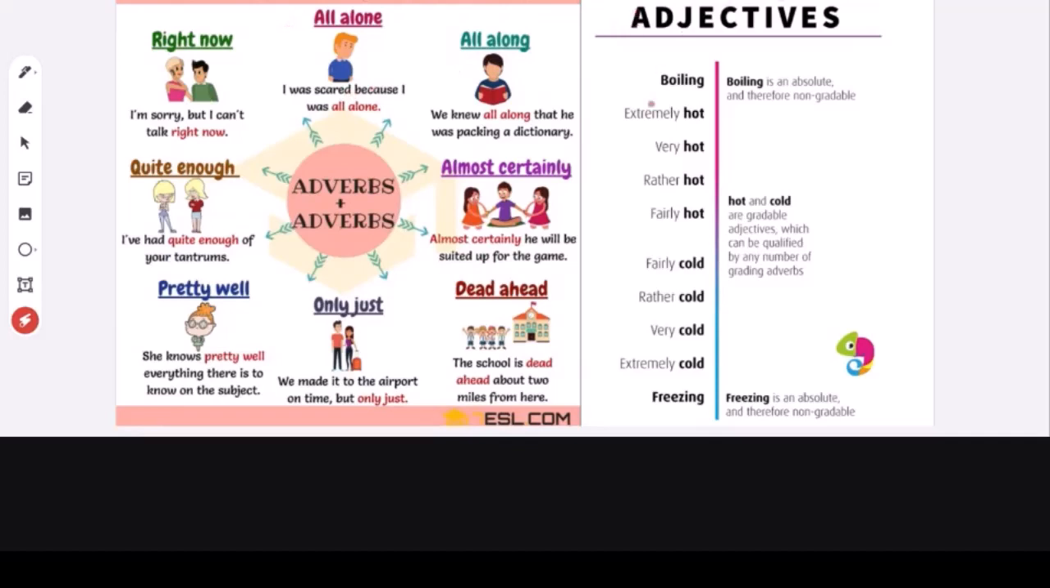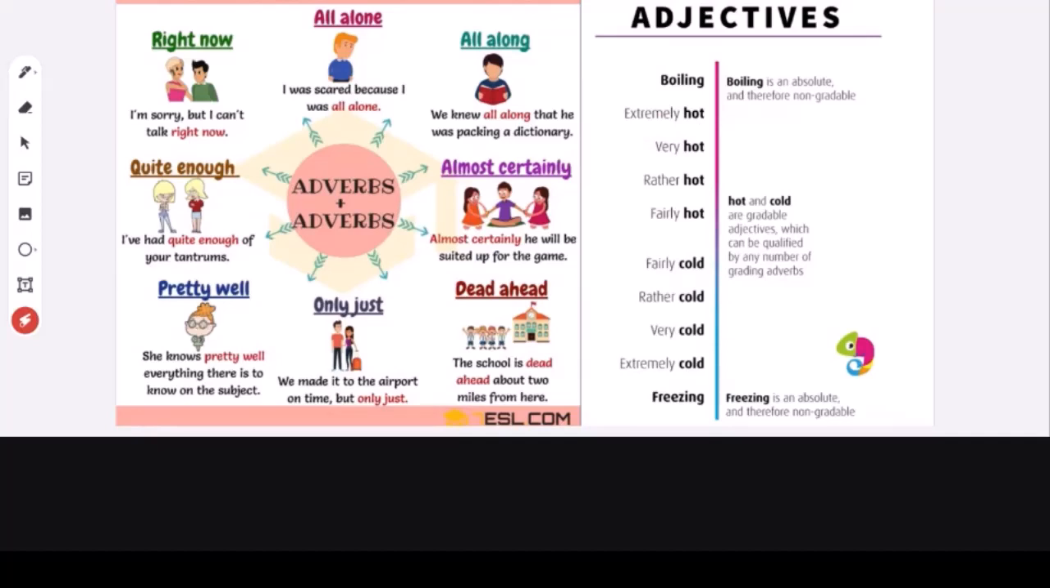Now here it's an adverb, extremely or very, and an adjective, hot, right? Or cold, fairly cold, rather cold. The adverb and the adjective, right? Extremely. Now freezing, no, because freezing is absolute. It's an absolute adjective. It's not gradable. You cannot put very or rather before boiling, the absolute. That's why there's nothing here, right? But hot, yes, you can make it very hot or not very hot. That's the difference. Okay, good.